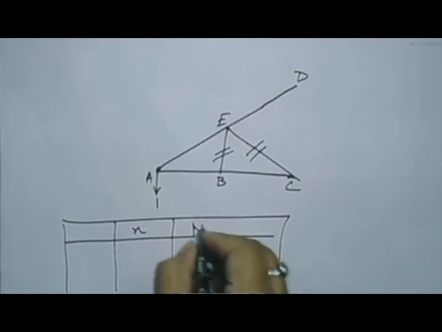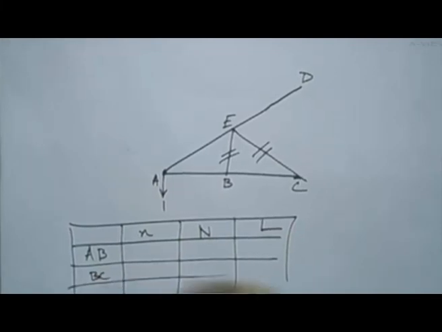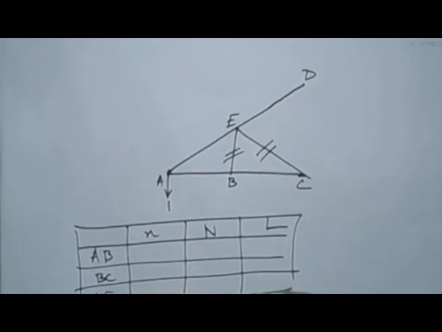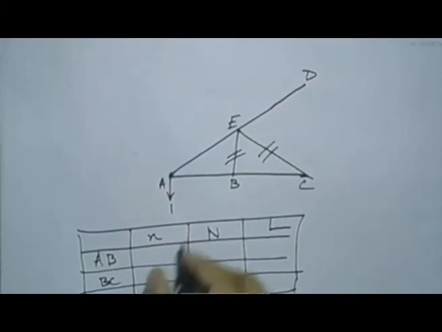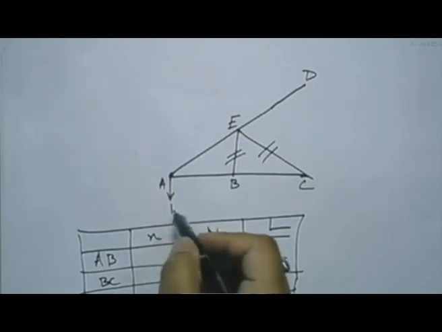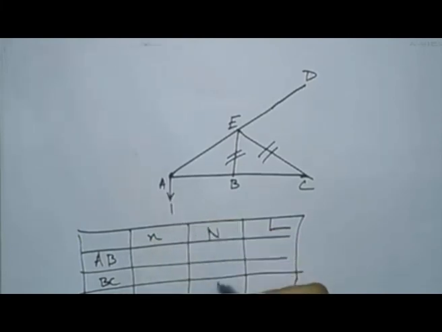So all you have to consider is AB, BC, AE and ED. You don't have to worry about EB and EC. So calculate the member forces in each of these four members due to this unit virtual load, as well as calculate the member forces in these four members due to the external loads that are given.